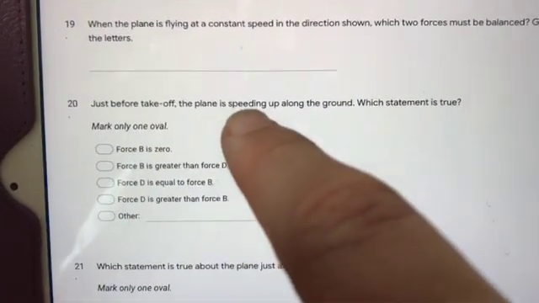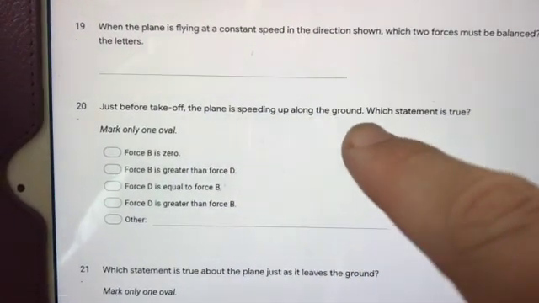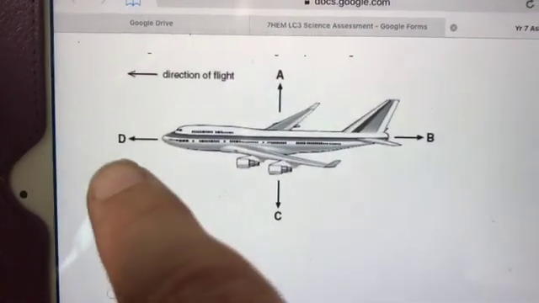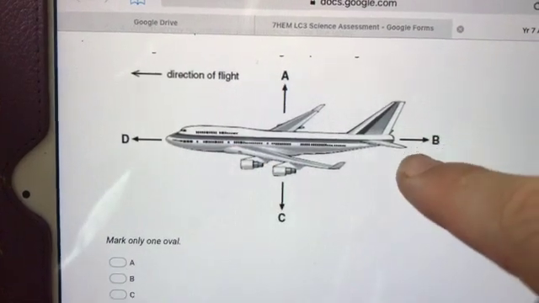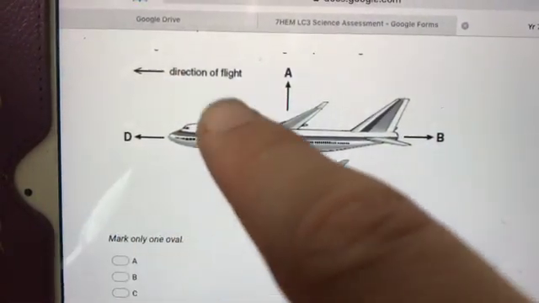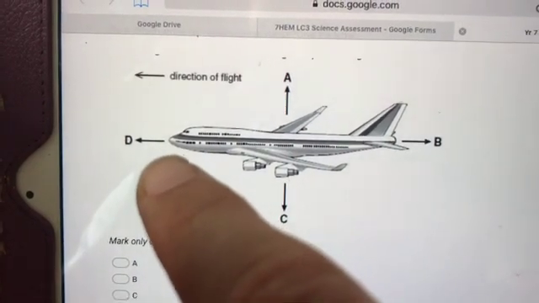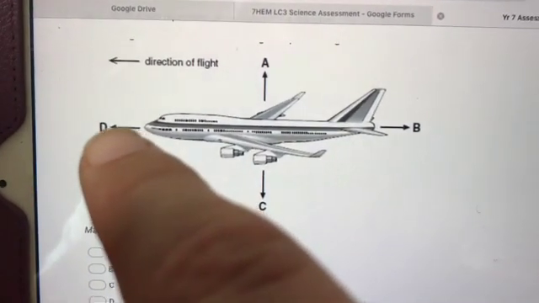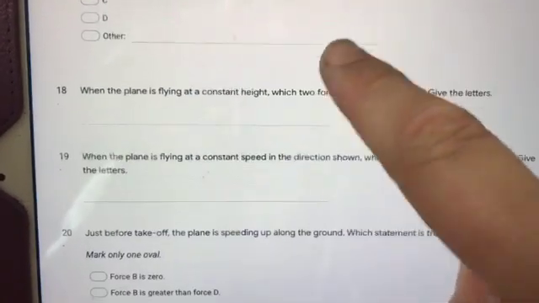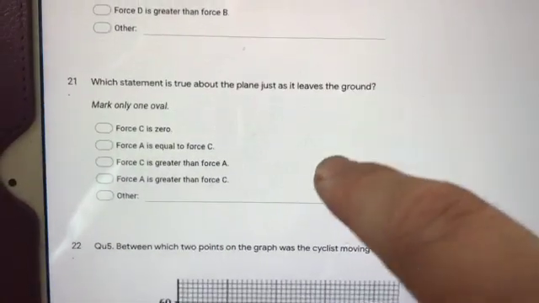Just before takeoff, the plane is speeding up along the ground. So if it's speeding up, if it's getting faster, D must be bigger than B. If they were the same, it would be going at the same speed. You need to have a resultant force to have something speeding up, to have something accelerating. So D must be bigger than B in order for it to accelerate. And that's the right answer for that question.